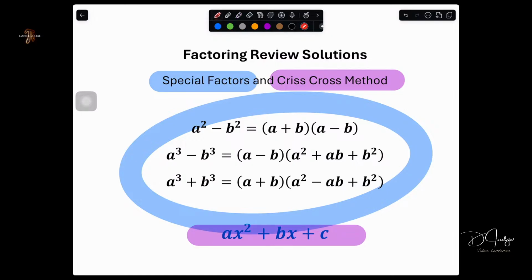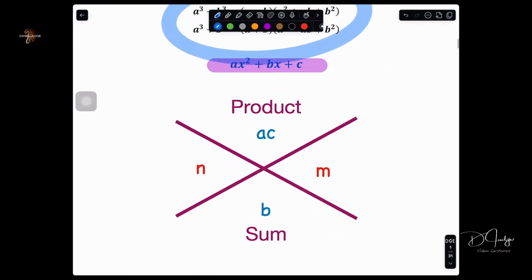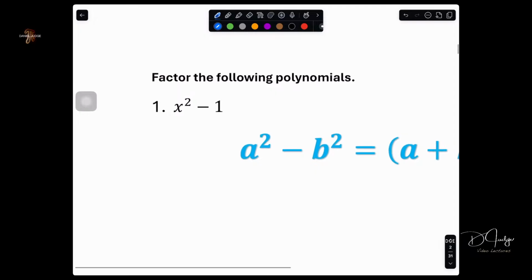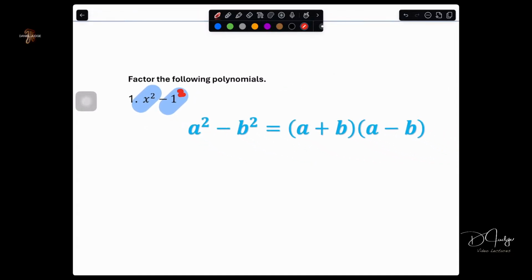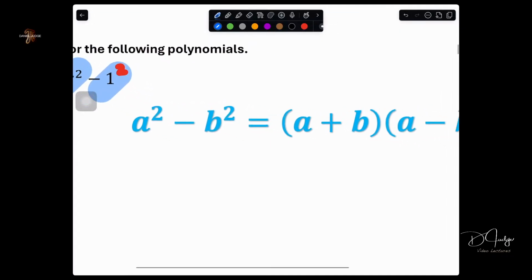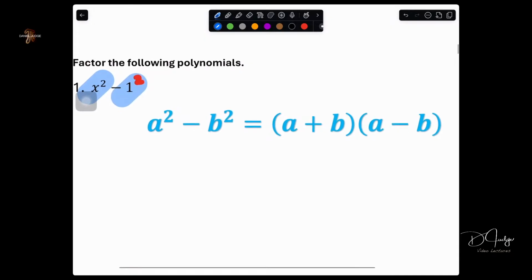So let's do some quick review here. What we can see is what we call the difference of perfect squares, because x squared is a perfect square. So this first term is a perfect square, and the second term is a perfect square because 1 squared is 1, and then there is a difference. So by using our difference of perfect square formula, we have a squared minus b squared is the sum of a plus b times a minus b.